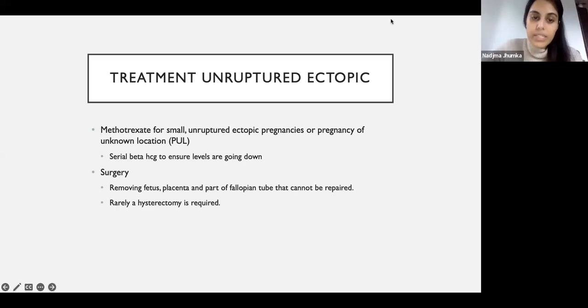If you know where it is, if you've visualized it on your ultrasound scan as being in the fallopian tube, then you can do a surgery. You can remove the fetus, the placenta, and part of the fallopian tube that you can't repair. But the general idea is you want to repair as much as possible and keep as much as possible intact for future pregnancies. If you do end up giving them methotrexate, there are times where methotrexate doesn't work. So you have to keep doing beta-HCG testing to make sure that the hormones are going down, to make sure that the pregnancy has shrunk and has self-aborted. Otherwise, you have to do another course of methotrexate.